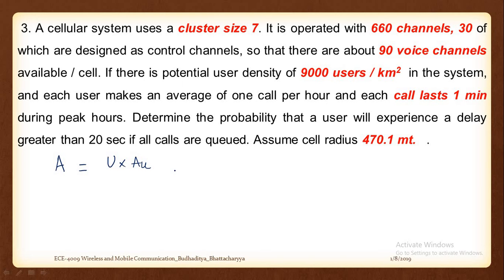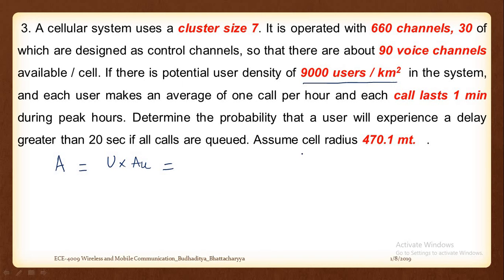This is where we start. We have to find out capital A. So this is the only equation that relates U and A. What will be U? This is given: 9,000 users per kilometer square. Is this the total number of users? You have to multiply this with the area of the cell. Area of the cell formula.